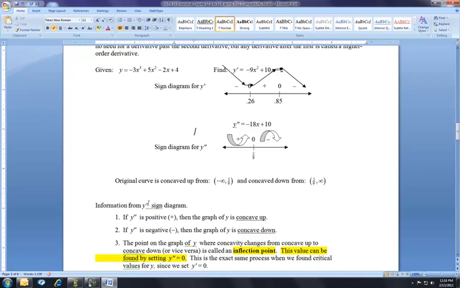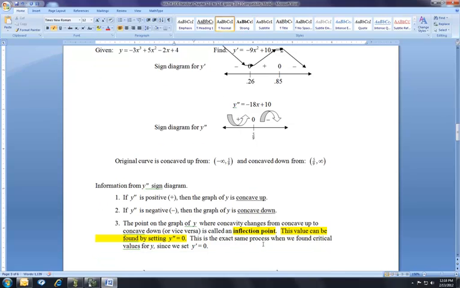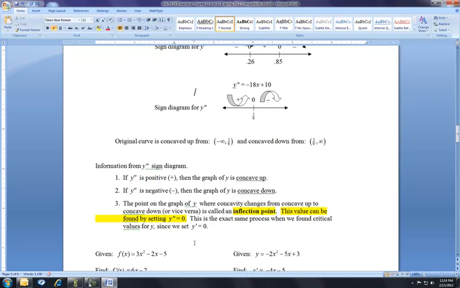So information from the y double prime sign diagram: if y double prime is positive, the graph of my original is concaved up. If y double prime is negative, then the graph of my original is concave down. The point on the graph of y where concavity changes from concaved up to concave down, or vice versa, is called the inflection point. This value is found by setting y double prime equal to 0. And if you'll notice, this is the exact same process when we found critical values for y, since we set y prime equal to 0.